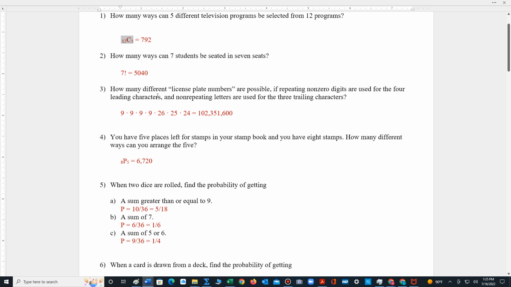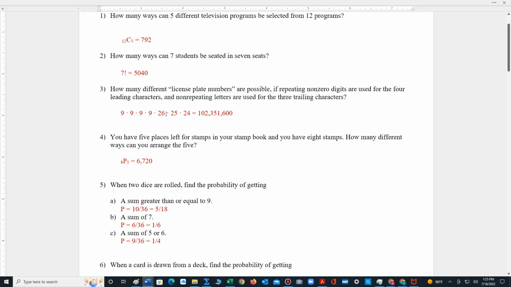Number 3, how many different license plate numbers are possible if repeating non-zero digits are used for the 4 leading characters and non-repeating letters are used for the 3 trailing characters? Well, the first 4 positions are repeating non-zero digits. Remember, there's 10 digits to choose from. Since we're working with non-zero digits, we have 9 choices. And since the items are repeating, it's 9 times 9 times 9 times 9. We're using our fundamental counting rule here.